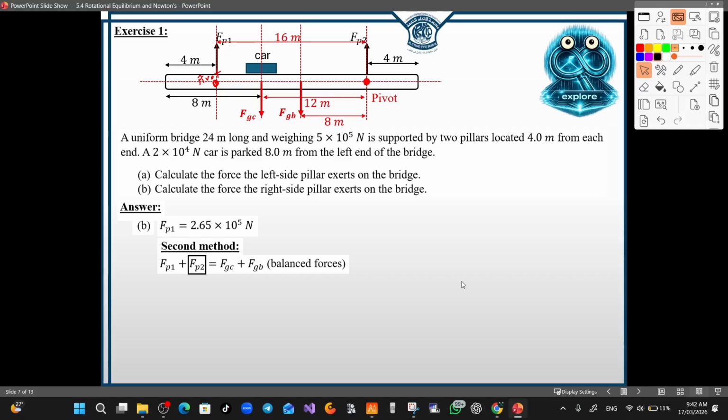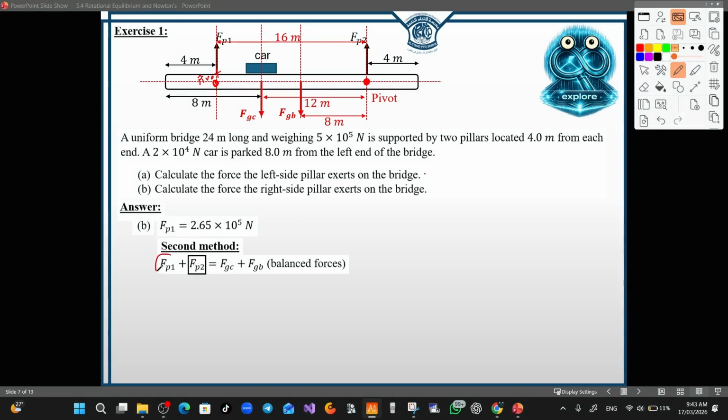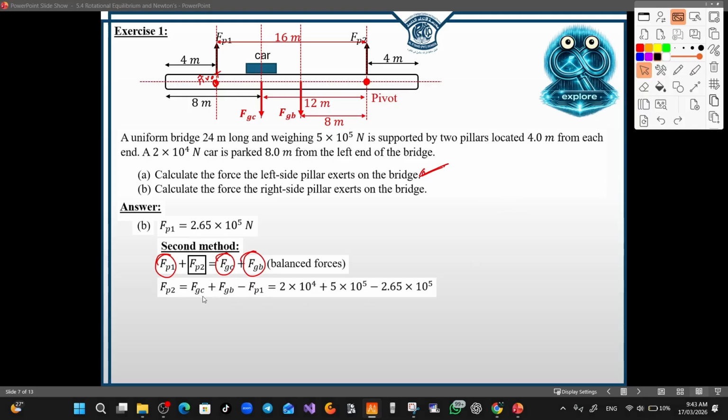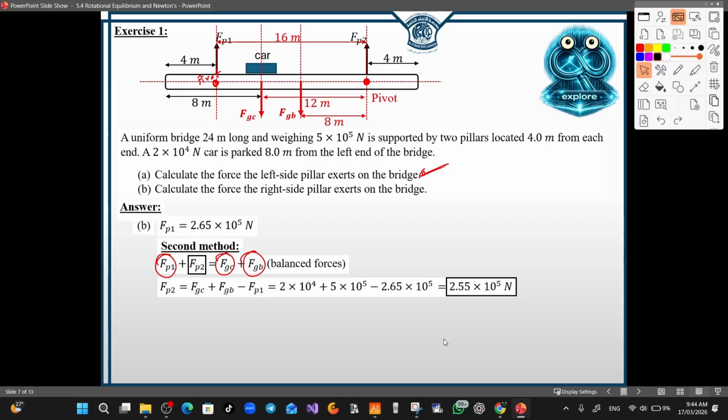Now we are interested in finding FP2. Remember that we can get the value of FP1 from the first part. We already did this. FGC is given, which is the weight of the car. FGB is given, which is the weight of the bridge. And the force from pillar 1 has already been calculated in part A. Finally, we get the same numerical value that we got from the first method.